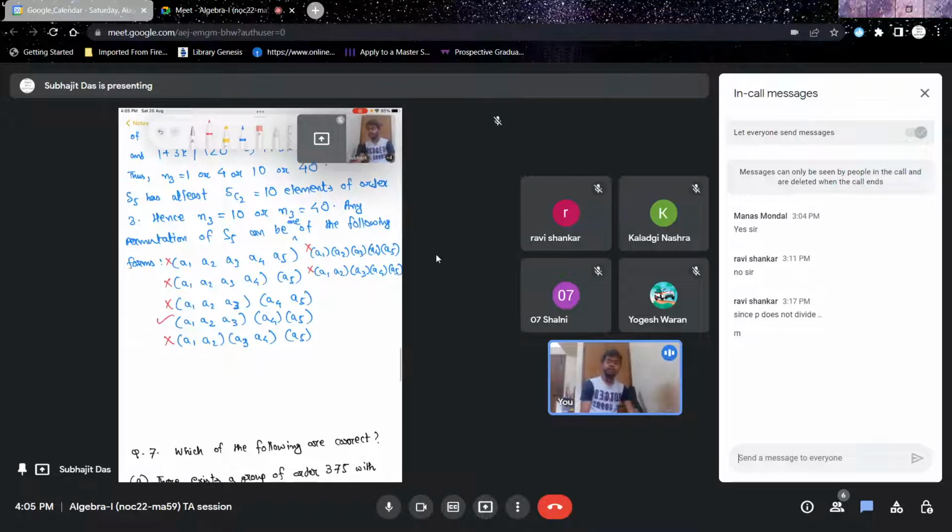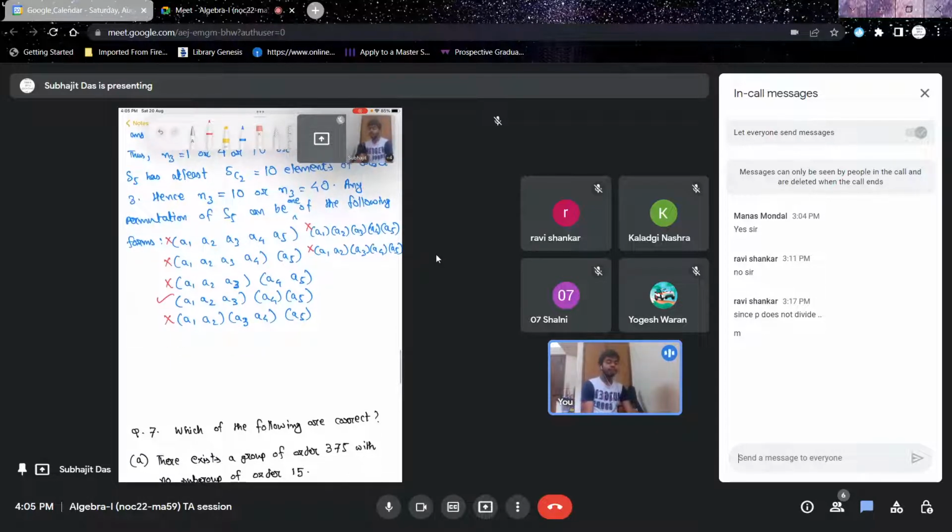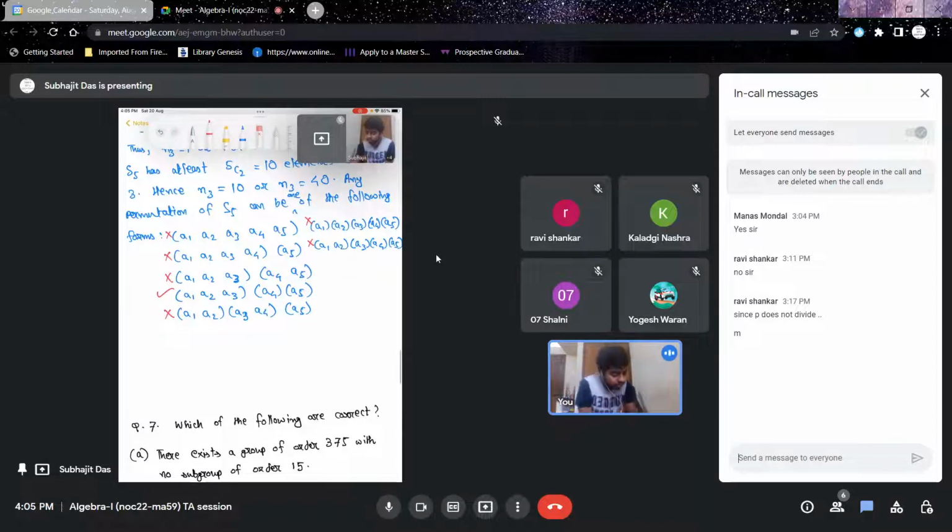So precisely what we are trying to say is that an element in S5 has order 3 if and only if it is a 3 cycle, right? So we can say that thus an element of S5 has order 3 if and only if it is a 3 cycle, right? That is what we have said.